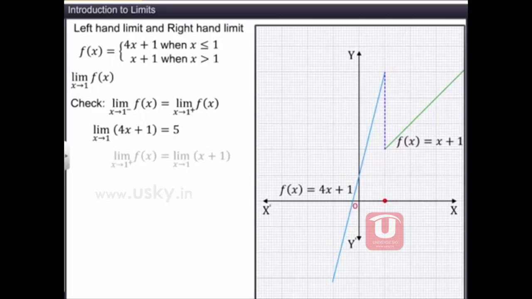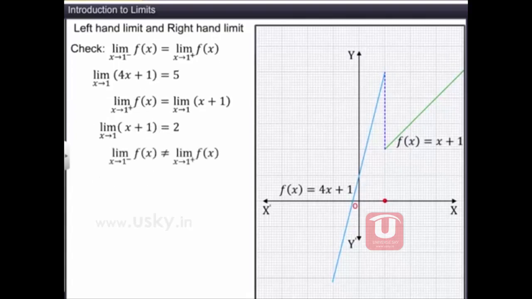Next, we will find the right-hand limit of this function. If we observe to the right of the point 1, the function takes the form x plus 1. The limit is equal to 2. We can see that the left-hand and the right-hand limits do not coincide with each other. Therefore, the limit of the function does not exist at x is equal to 1.